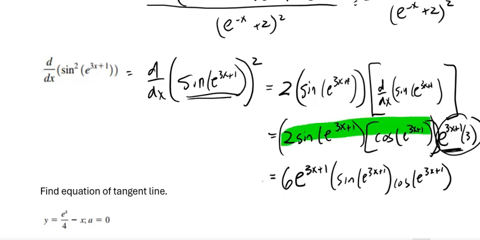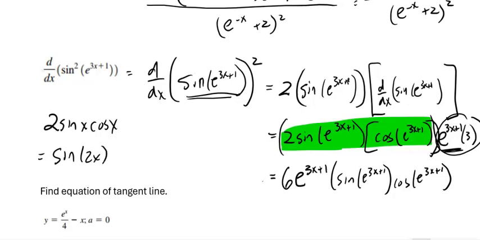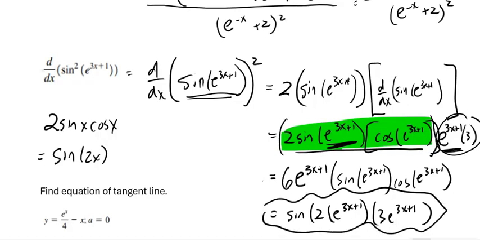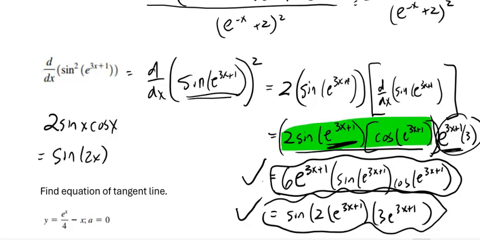Or, if you're interested, here's a real good way to write it. If you remember this identity, that 2 sine x cosine x is equal to sine 2x, the double angle formula, then you could also write this as just what I have in green here: sine of 2, and then the input is that thing, e to the 3x plus 1, times this thing, 3e to the 3x plus 1. So this one, as you can tell, is a little bit nicer. It's just 2 terms, a sine term and an exponential term. And this one is 3 terms, but both of those are equivalent, and they're both good.